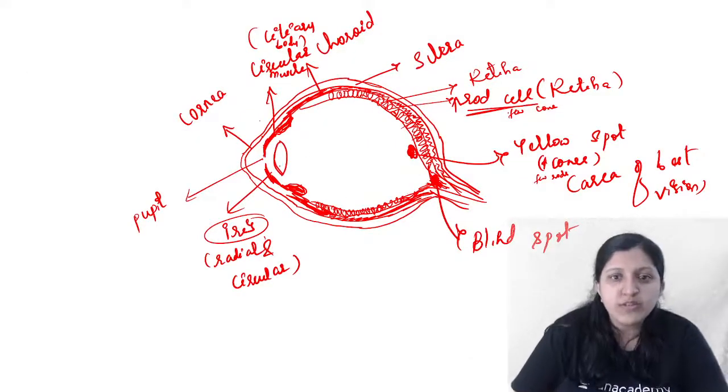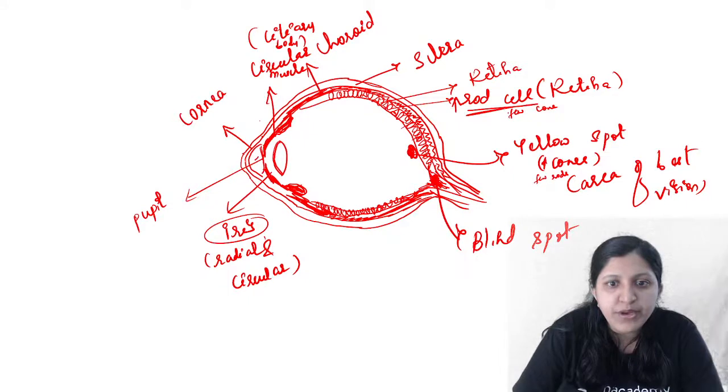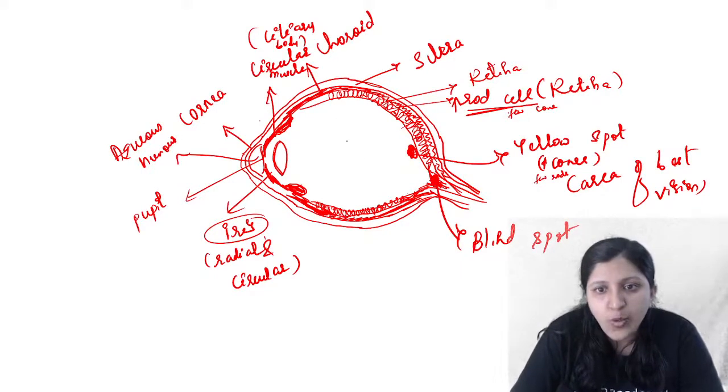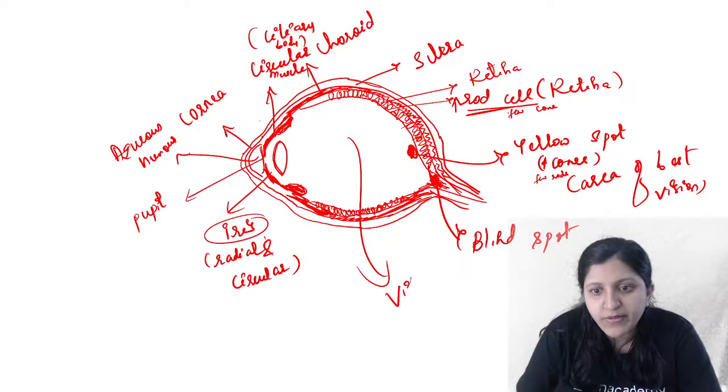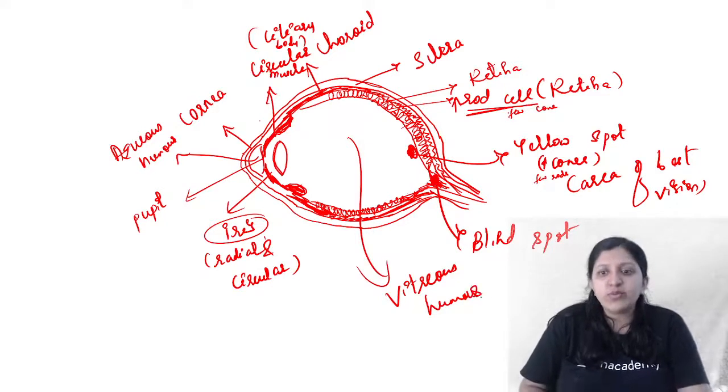All right, this part between the lens and the cornea will be filled with the aqueous humor. And this whole part behind the lens will be filled with the vitreous humor.